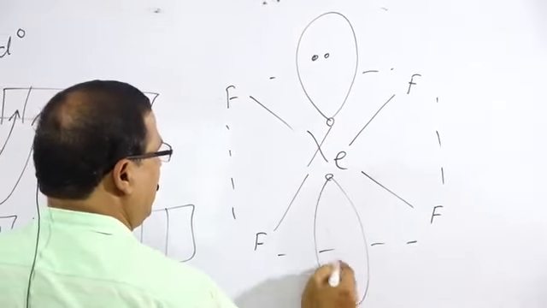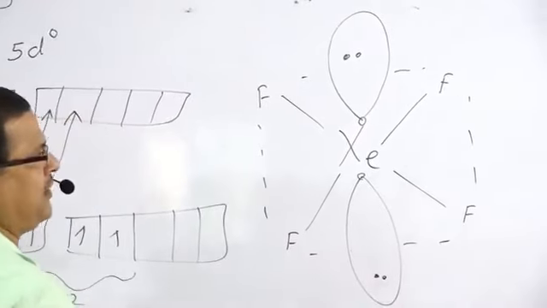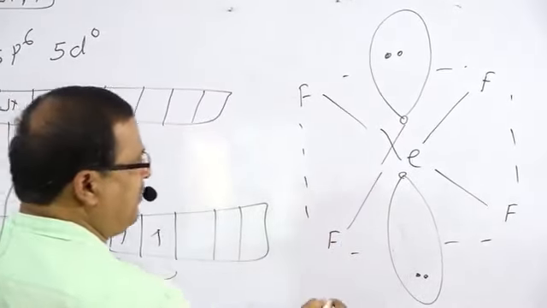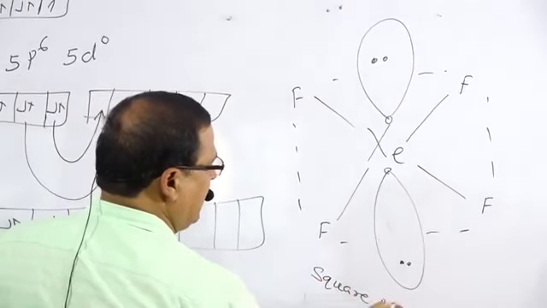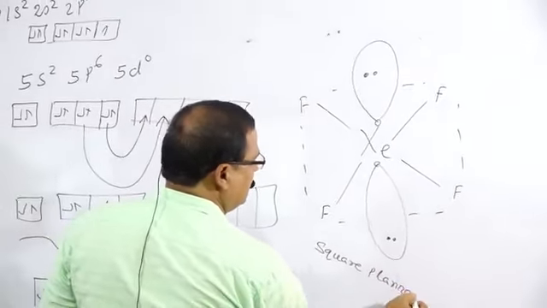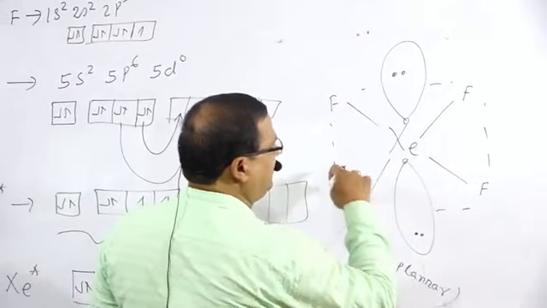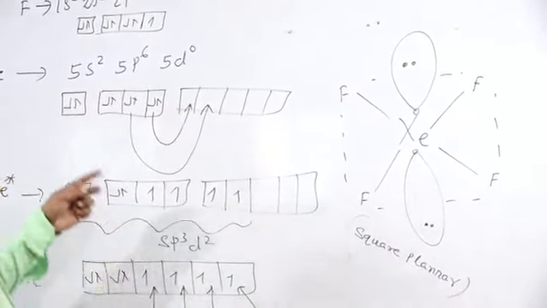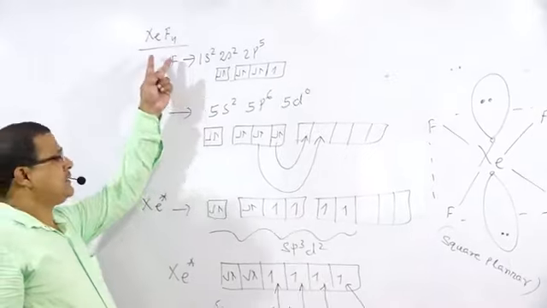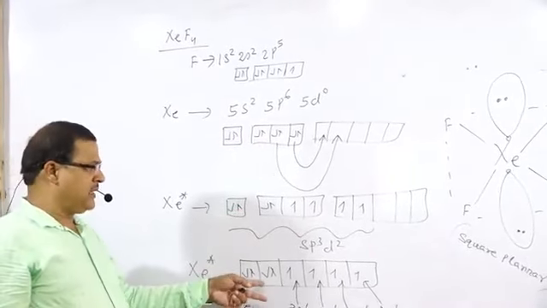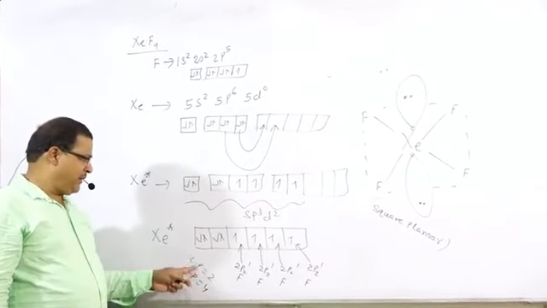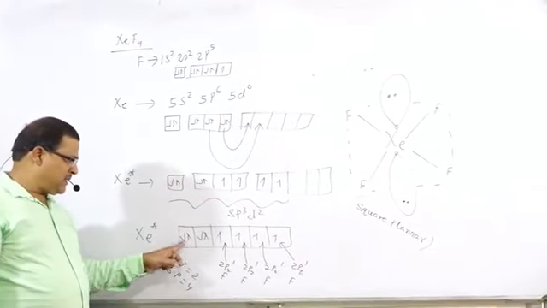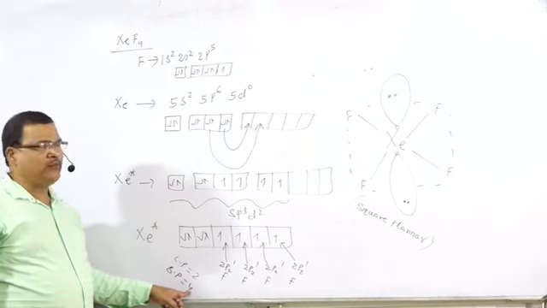A hybrid orbital containing a pair of electrons is known as a lone pair. So xenon tetrafluoride has a square planar structure. This is the structure of xenon tetrafluoride: sp3d2 hybridization, square planar geometry, having 2 lone pairs and 4 bond pairs.